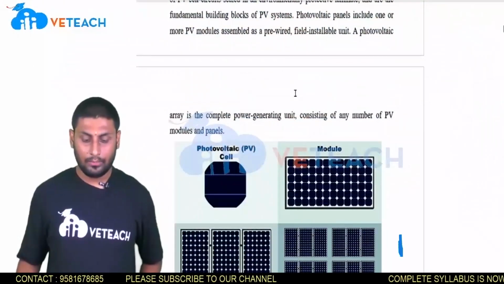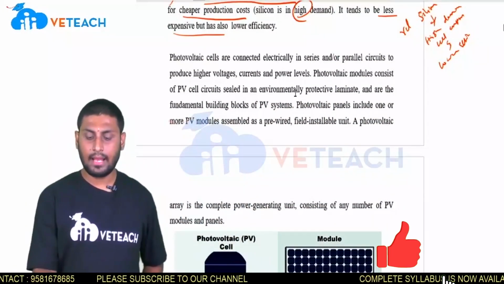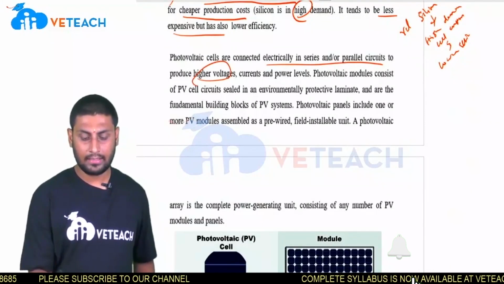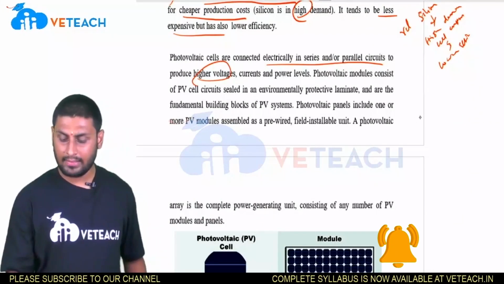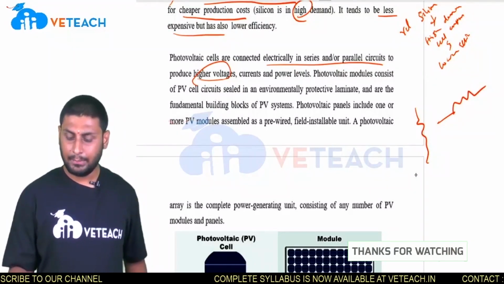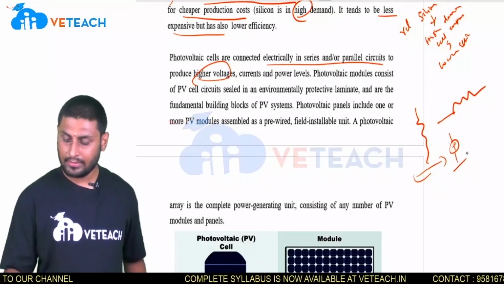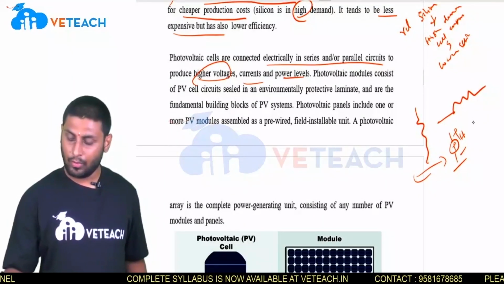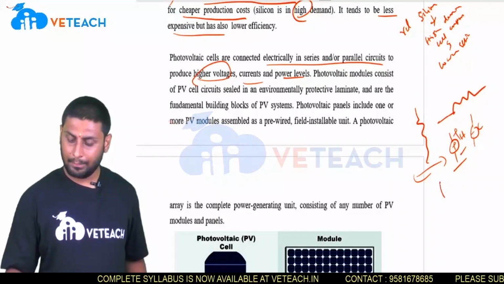Now we can move on to arrays. Photovoltaic cells are connected electrically in series or parallel circuits to produce higher voltages, currents and power. Both voltage, current and power are increased.